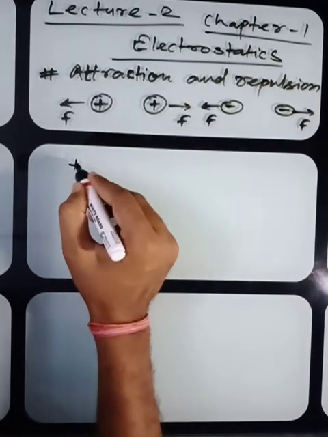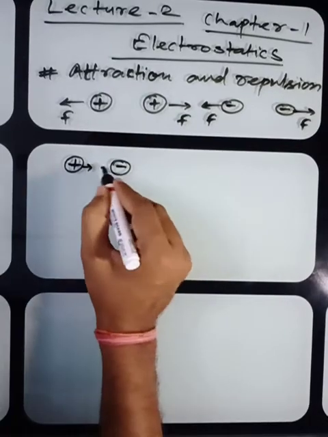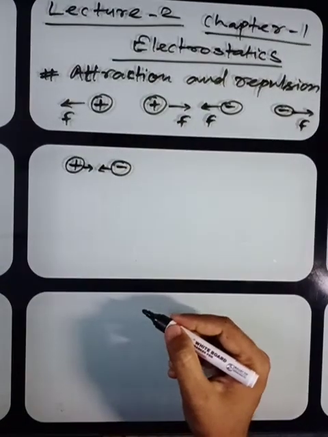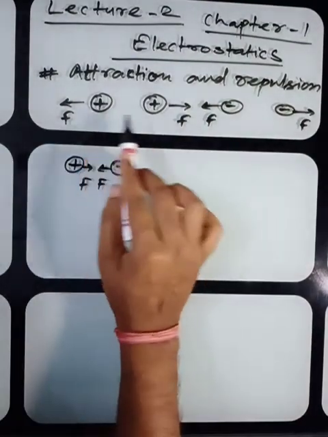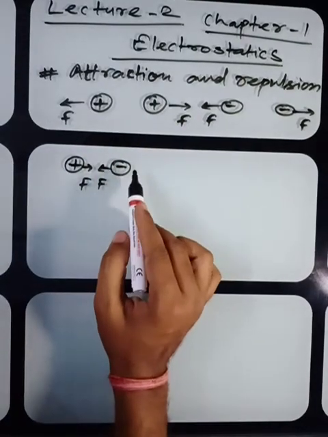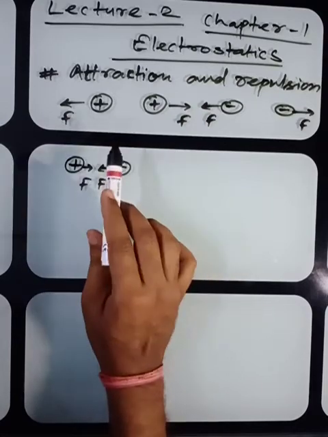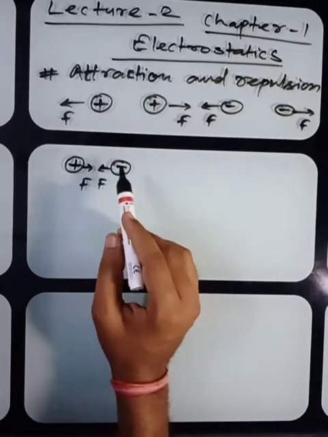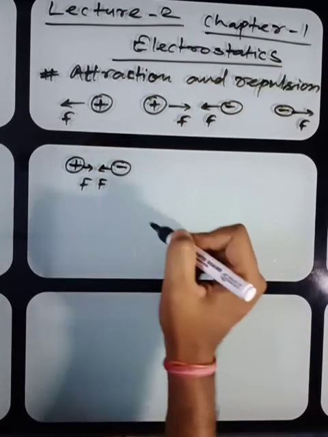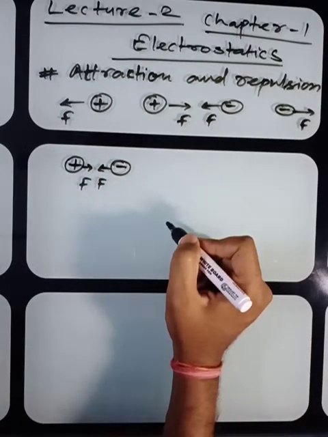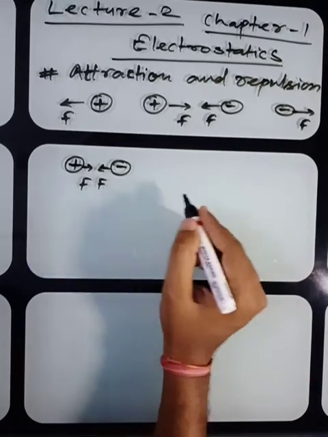If one is positive and another is negative, that is unlike charges, they will attract each other with electrostatic force. While they repel or attract each other, there will be some gravitational force also. But in comparison to this electrostatic force, gravitational force becomes very small. So while solving numericals, we neglect the gravitational force, because it is 10 to the power minus 36 times the electrostatic force. So we'll neglect that force.